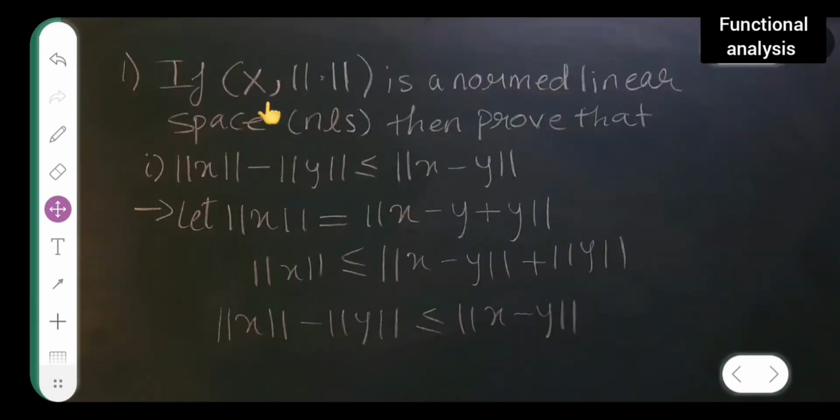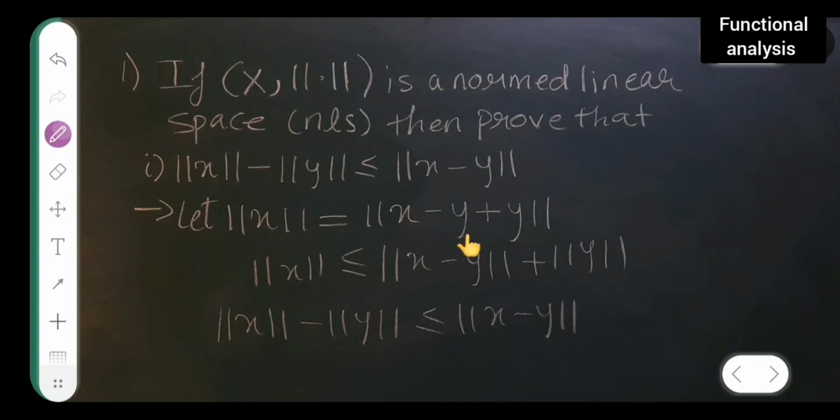Okay, so this is the question they might ask you all in the exam. If (X, ||·||) is a normed linear space, then prove that, first, let me prove the first part: ||x|| − ||y|| is less than or equal to ||x − y||. Now take this one, ||x||. Is equal to, now can I write this as ||x − y + y||?